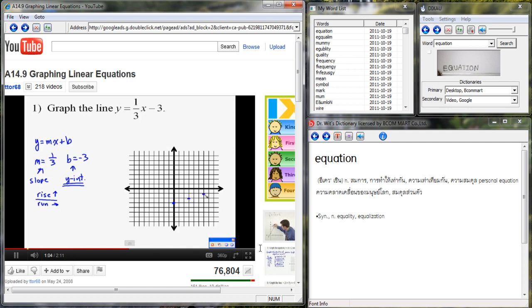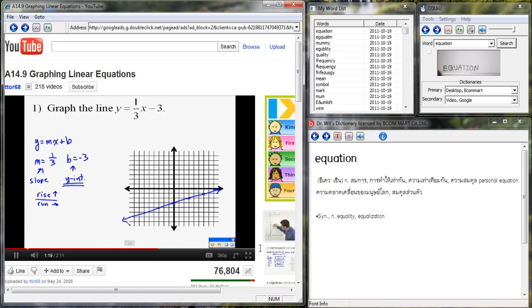And actually, you can go the other direction and just do the opposite. Down 1 to the left 3. And down 1 to the left 3 if you wanted to keep going. And we draw in our line, and that gives us the graph of y equals 1/3 x minus 3. That's what that line represents, is that equation.